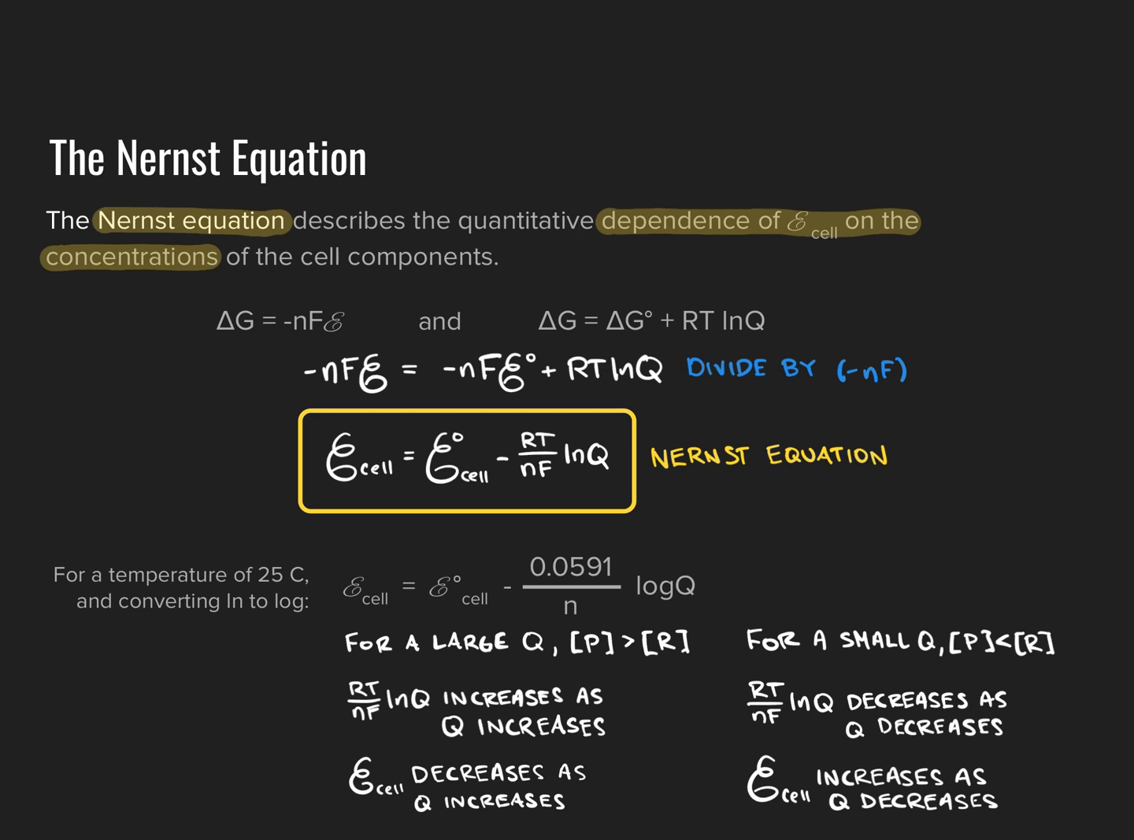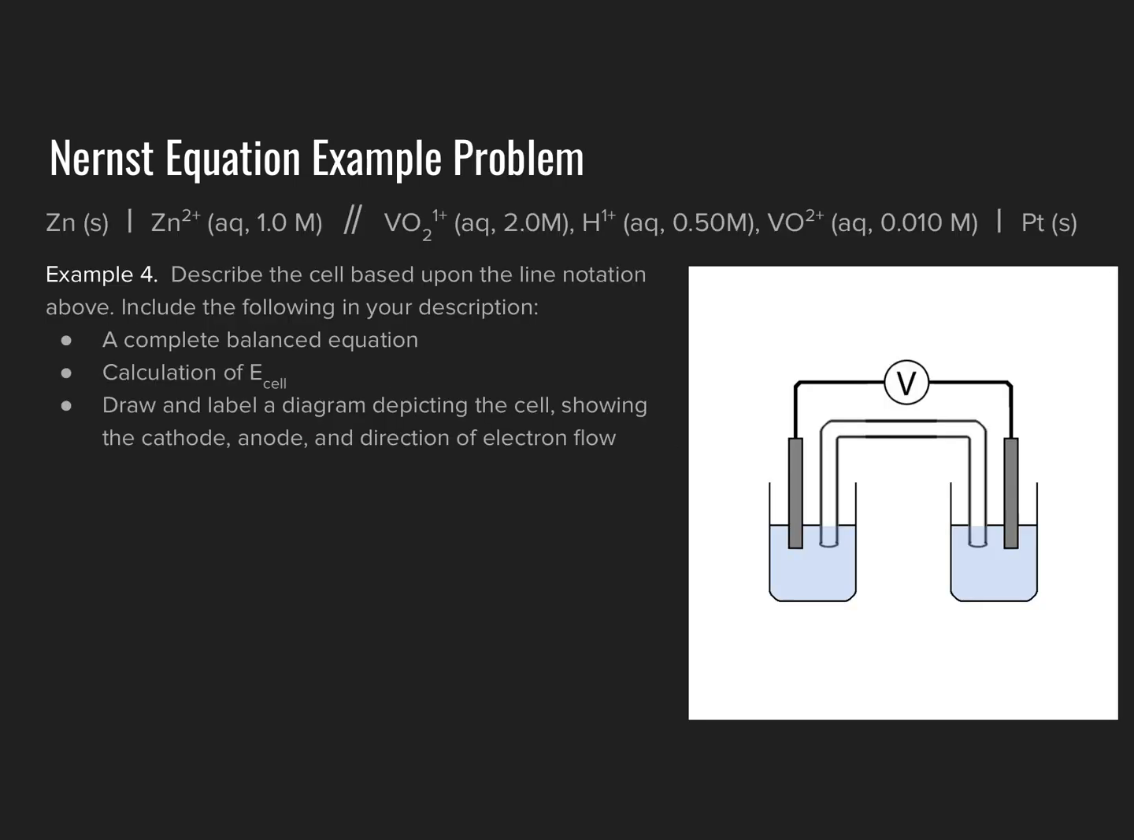All right, let's see if we can apply this to an example problem on our next slide. Having now derived the Nernst equation on our previous slide, we'll have a look at applying this to describe more completely a cell in which some of the components are operating under non-standard concentrations.